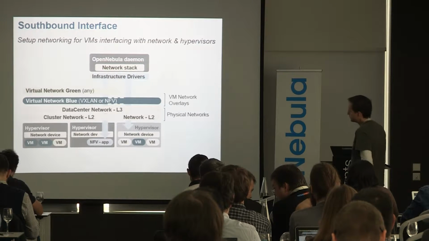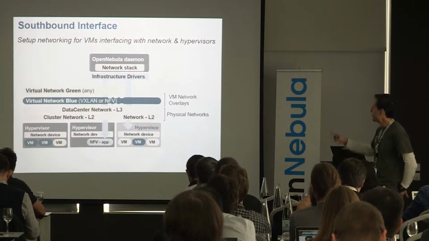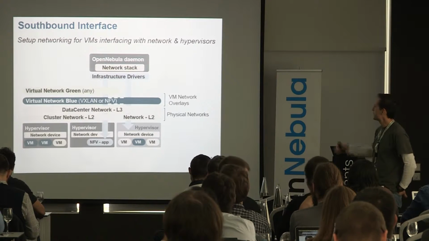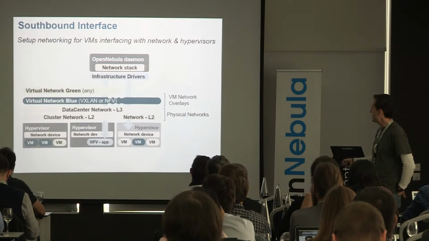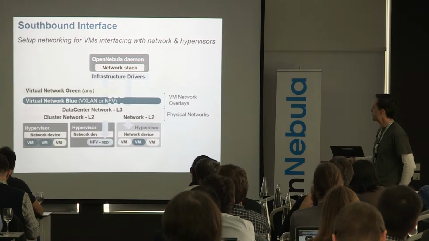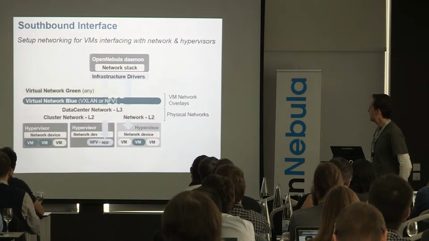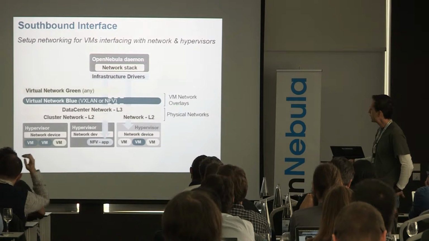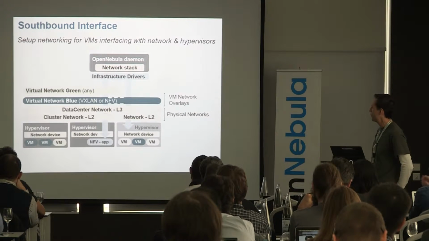Okay, so in this picture, I try to depict all the components involved in the southbound interface. As I said, the idea is to interface mainly with the network elements or network devices in the hypervisors, which currently are a Linux bridge or an Open vSwitch. These hypervisor bridges are configured to set up private VLANs for the VMs.